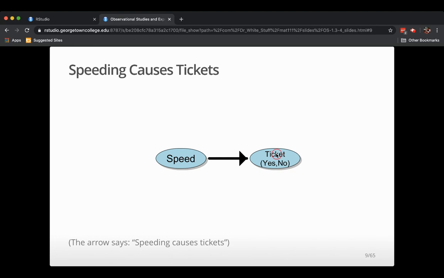And ticket, maybe that's a variable with possible values yes and no, and that's whether or not the person gets a ticket during this drive. And this arrow that runs from speed to ticket, that symbolizes causation. So this is just a graphical way of saying that speeding causes tickets. Well, that's the notation, the graph way of saying speed causes tickets.